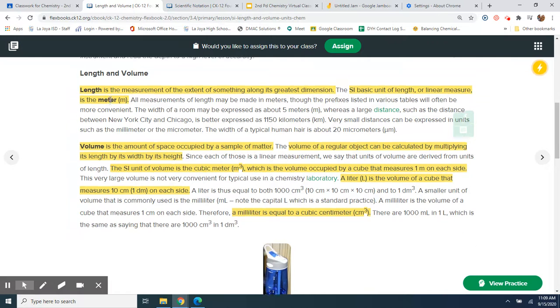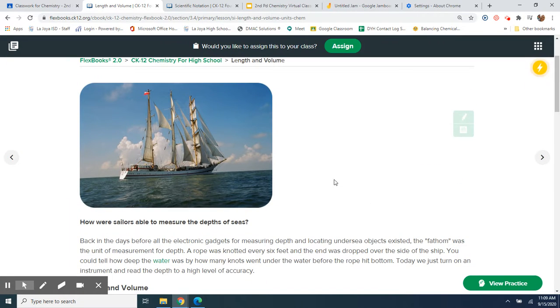Now we're going to go to the next section, 3.4. So before we get started, let's talk about how sailors used to determine the depth of the sea. Now, what they used to do is that they would tie knots every 6 feet. I always thought it was so that in case anybody ever fell over, they can easily get up. Well, I was wrong. Okay, I was really, really wrong.